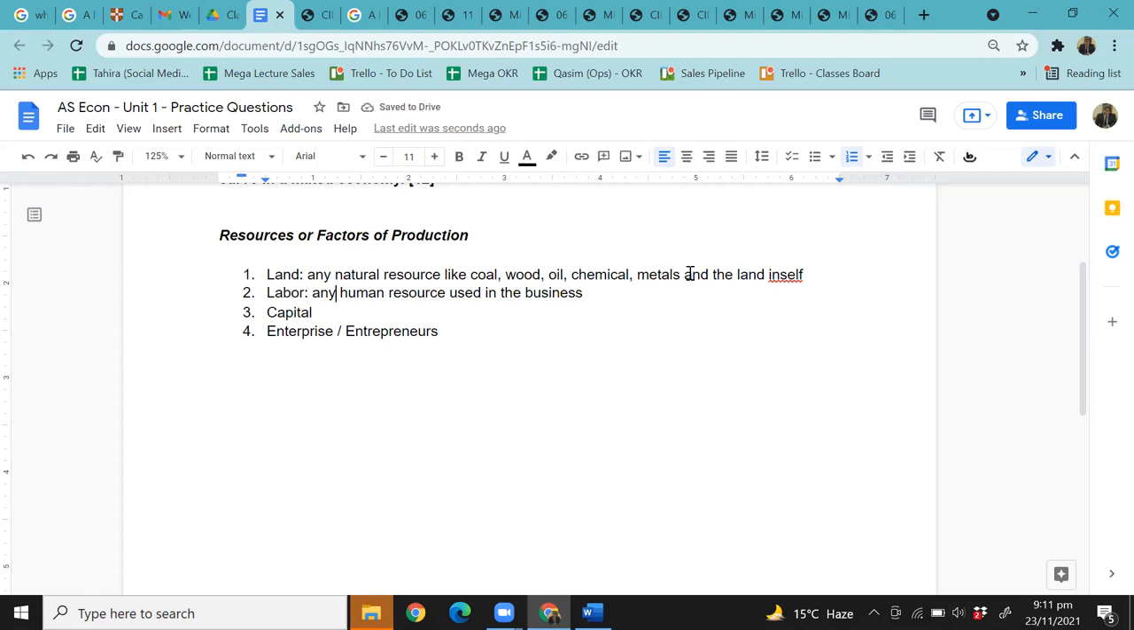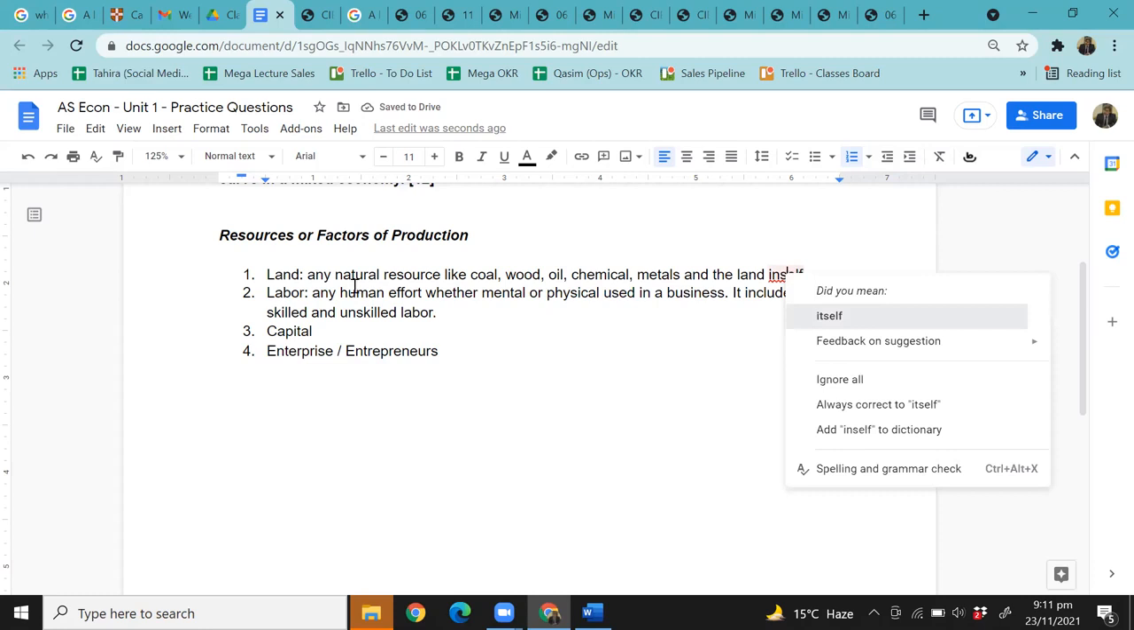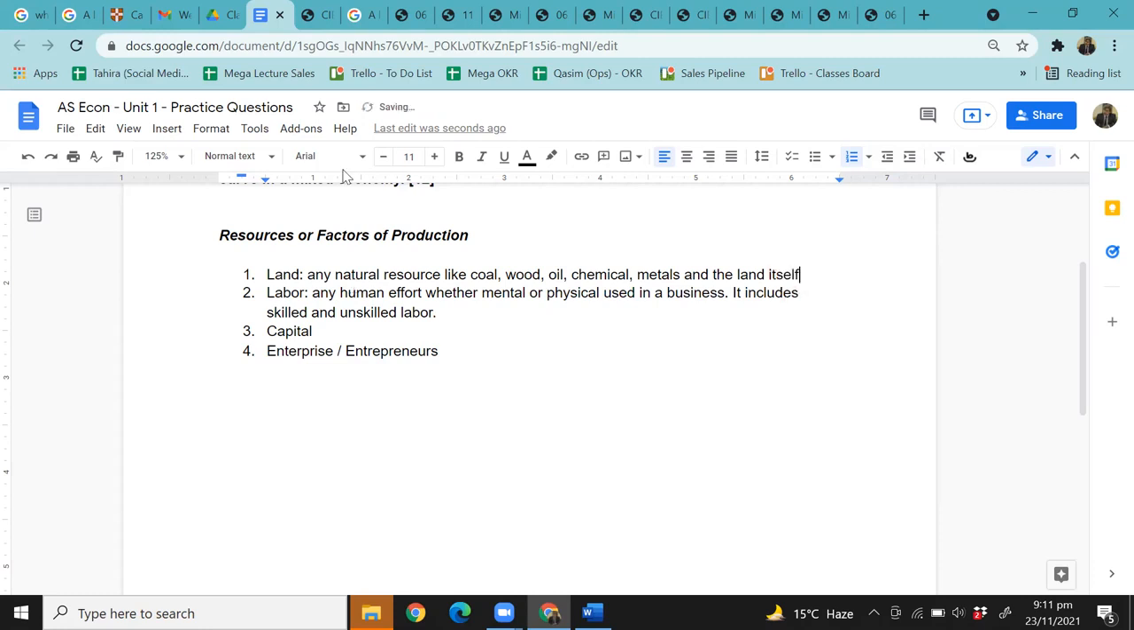Or you can more simply write this down as any human effort, whether mental or physical, used in a business, right? So any mental or physical effort that people are using in a business is known as labor. It includes both skilled and unskilled labor, right? Are you getting me? So both types of people will be part of the labor, skilled and unskilled, right? Perfect.